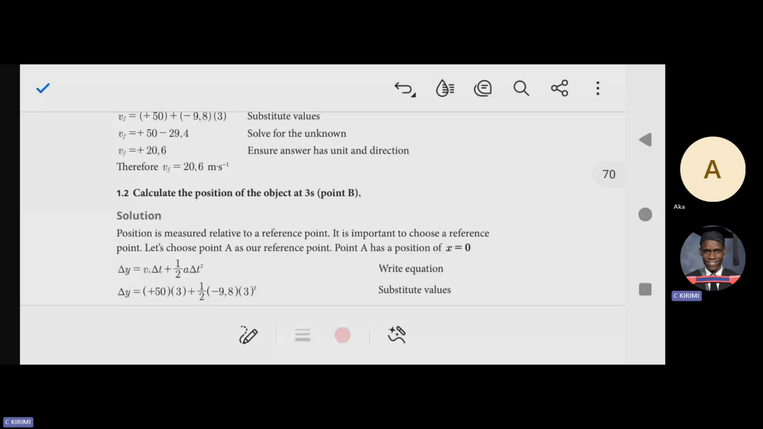Which means here, when they talk of position, they want the change of y. Whenever they talk of position, remember from our definition, we said position is measured from the frame of what? Reference. So they are looking for delta y.